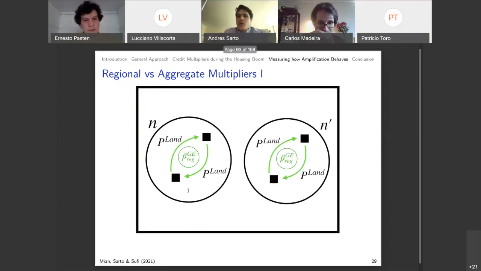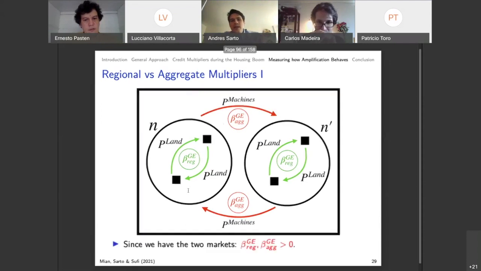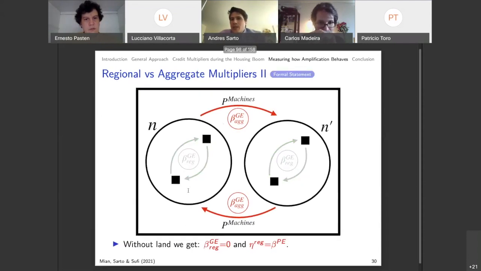So in this model, the price of land is going to transmit the GFX at the regional level. The machines market is going to transmit the GFX at the aggregate level. One question that we might ask the model is what happens if we shut down one of these markets? Suppose we only have the machines market. Well, what's going to happen is that we're only going to estimate the GFX at the aggregate level if we could. The GFX at the regional level is going to be 0, and we're going to get the same answer when we run the regional specifications.